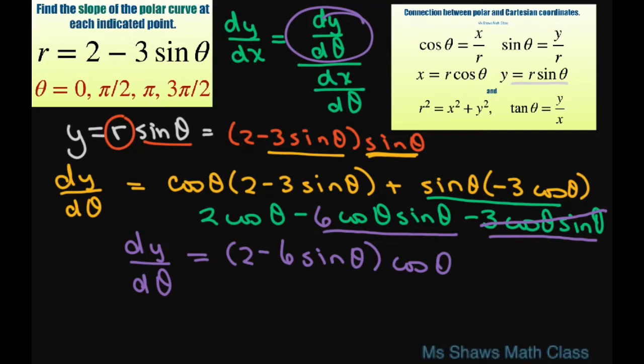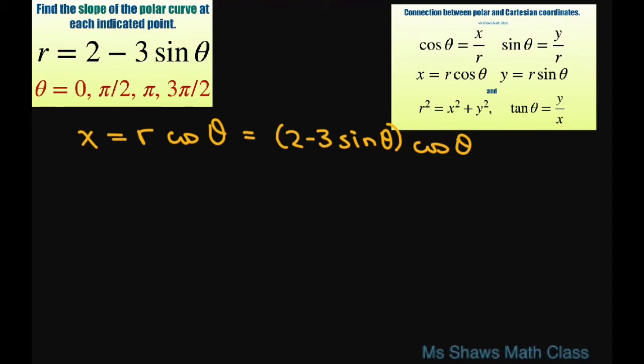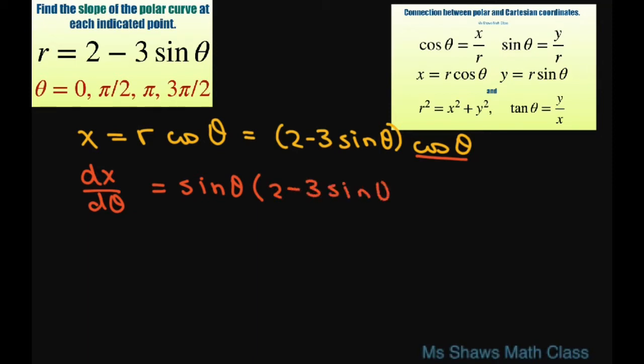Now let's deal with our denominator. We're doing x equals r cosine theta, which means this equals (2 minus 3 sine theta) times cosine theta. Now this is going to give us the derivative of x with respect to theta. We're going to get sine theta times (2 minus 3 sine theta), and then plus cosine theta times the derivative of this, which is minus 3. It's going to end up being plus 3 cosine theta.